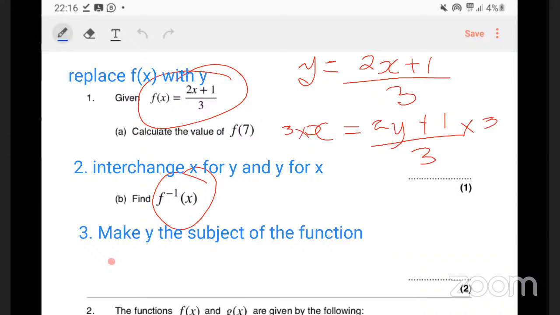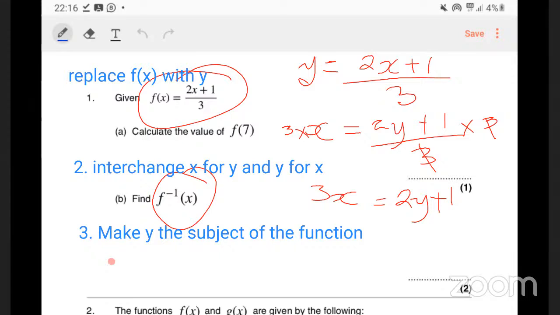And I like going through this because I want you to see the balancing. What I do to one side, I do to the other side. So 3 cancels the 3. Then we have 3 times x, which is actually 3x, equal to 2y plus 1, because that's all that's left on the right-hand side. Now I am going to get rid of the next value.